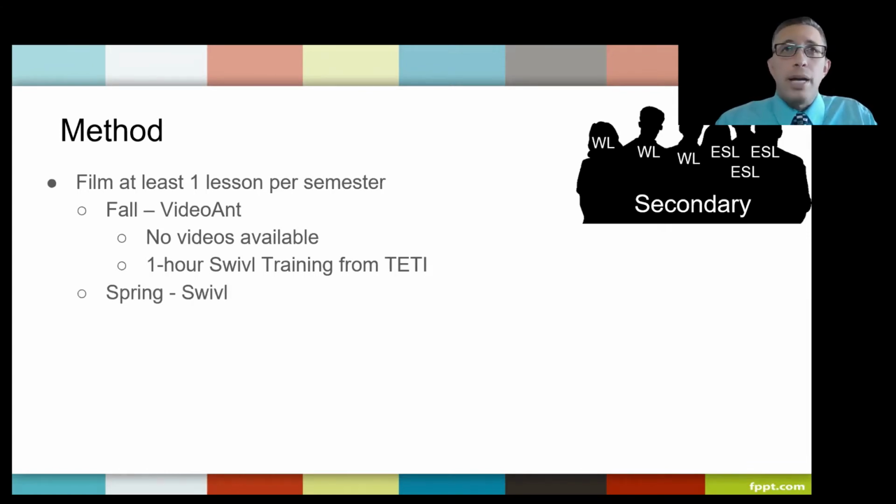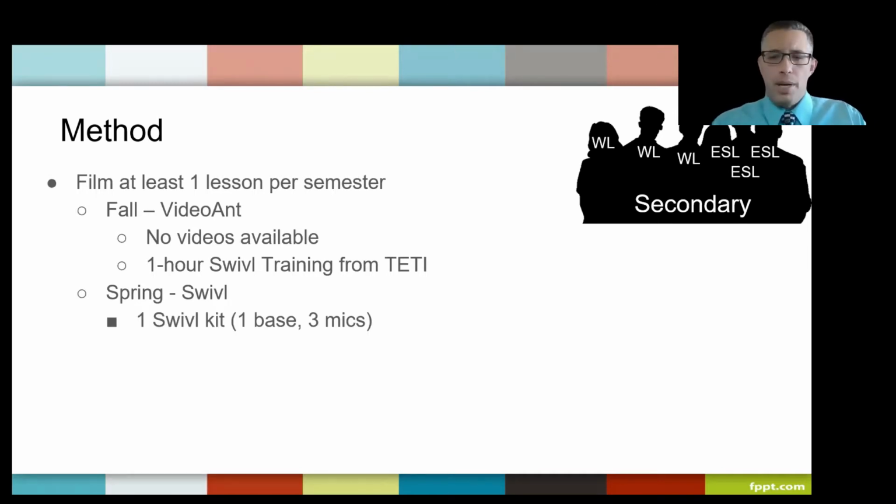However, in the spring, we used the Swivl kit to record video for group collaboration and peer collaboration. So we had one Swivl kit available to the 6 participants, which included 1 base, 3 mics, my pro account, and then each of them had a free Swivl account as well.